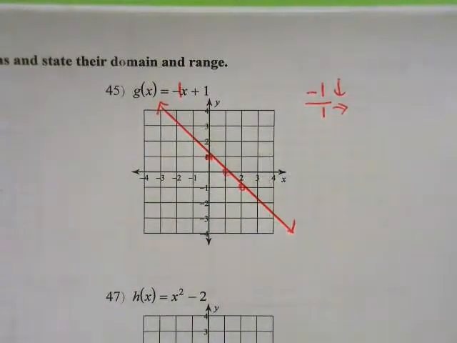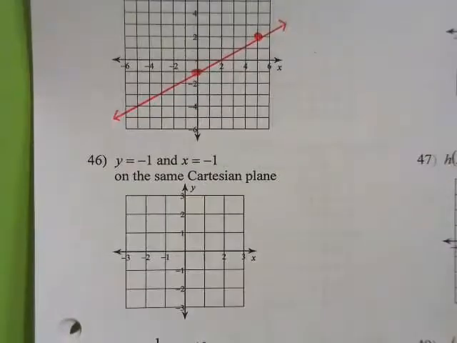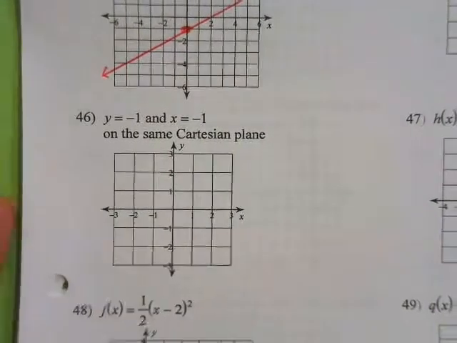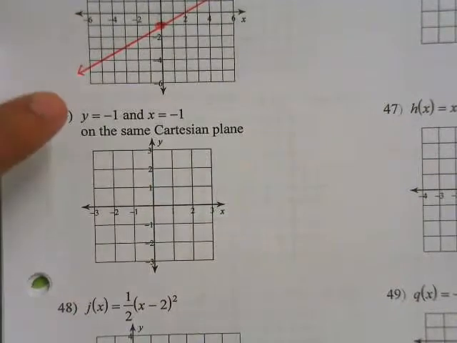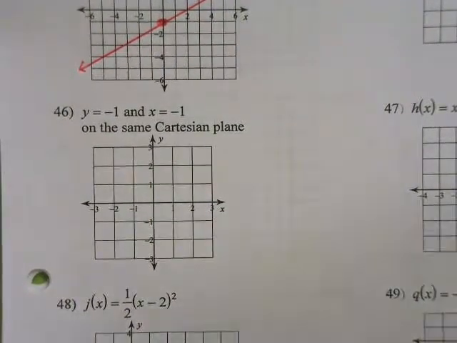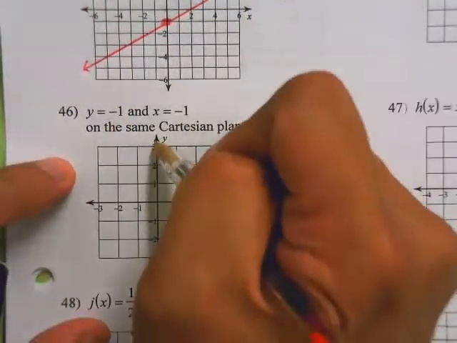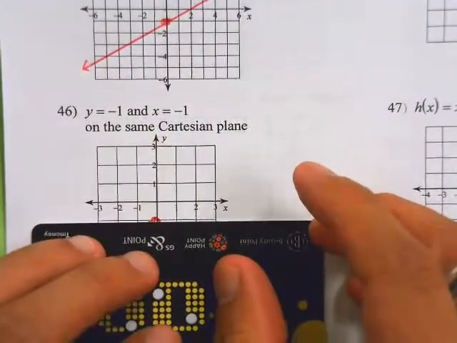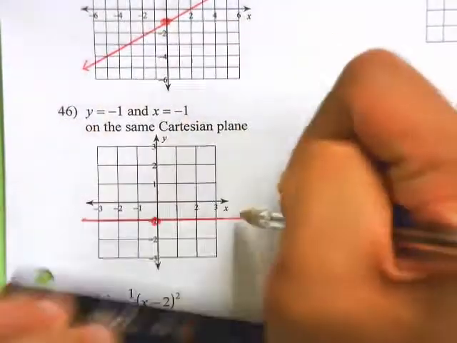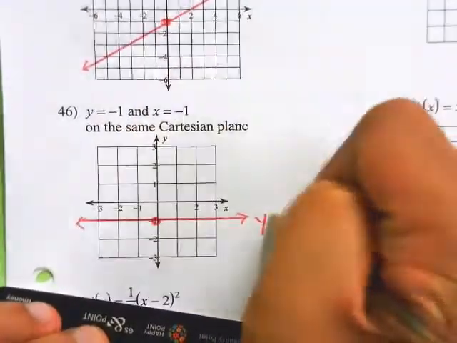I think we can do one more and then we'll go back to the parent graphs on the first page. 46, we got to graph these two on the same Cartesian plane or the same xy graph. Y equals -1. So to graph that, I would just go on the y-axis -1 and then make a horizontal line.